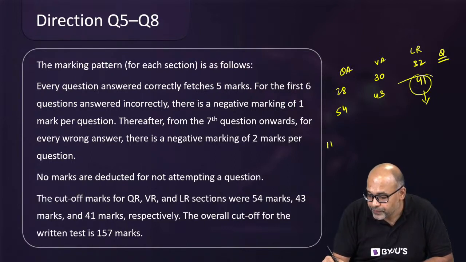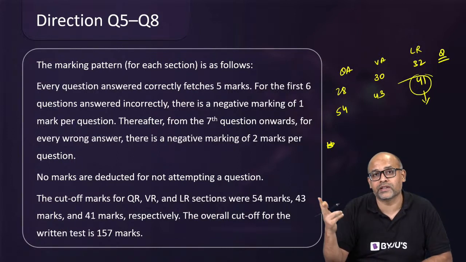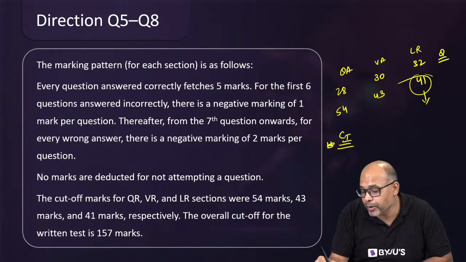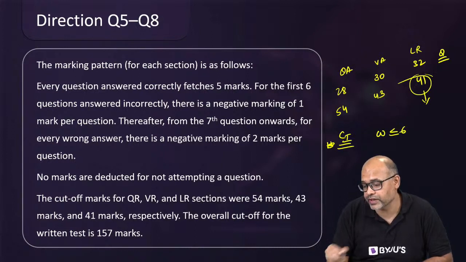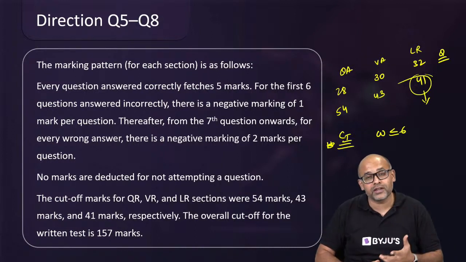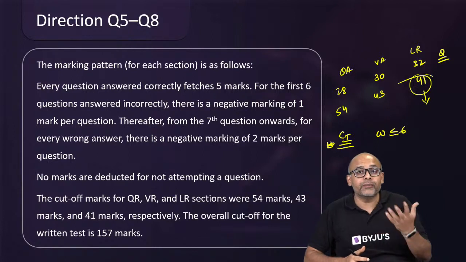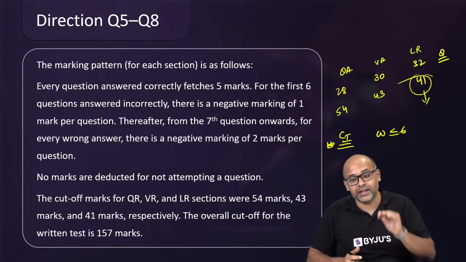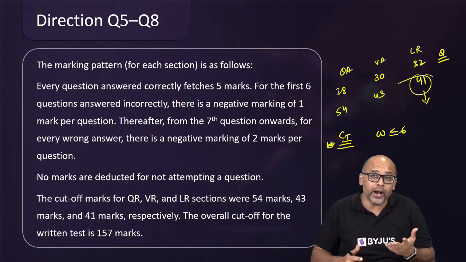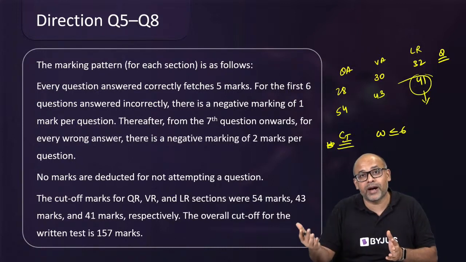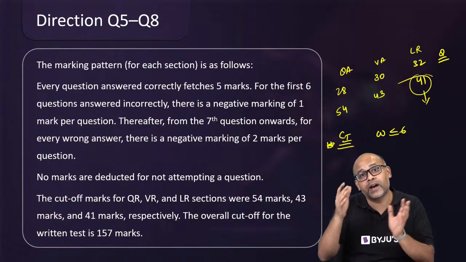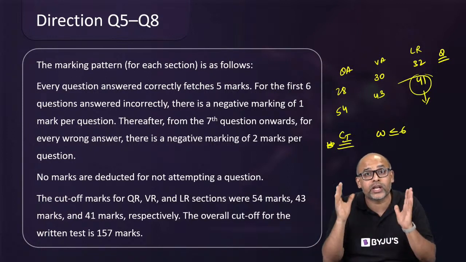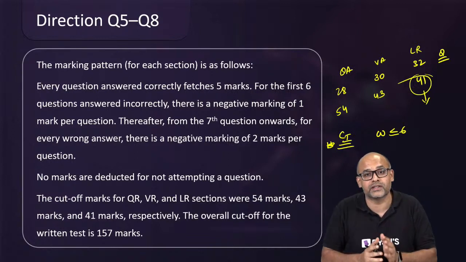So let's see. I will do this in 2 cases. What are the 2 cases? Case number 1: my number of wrongs are less than or equal to 6. Why am I taking 2 cases? Because I can get negative marks when it is 1 mark negative per question and still come up to 54, or I can come to 54 with negative marks where there are 1 mark negatives and 2 marks negatives also, and then still come to 54. These are the 2 cases possible. I have to look at both the cases. Right?